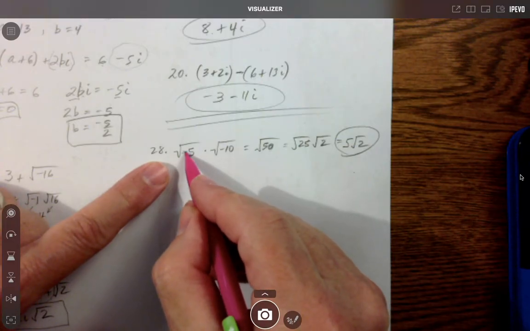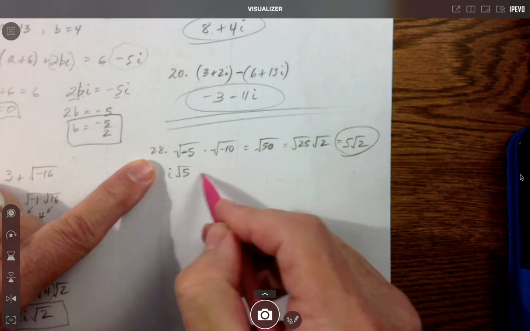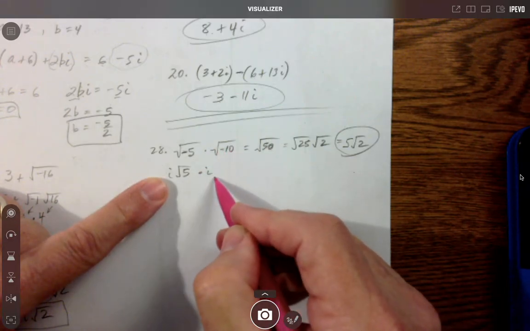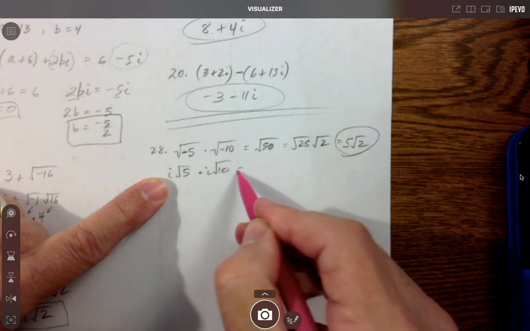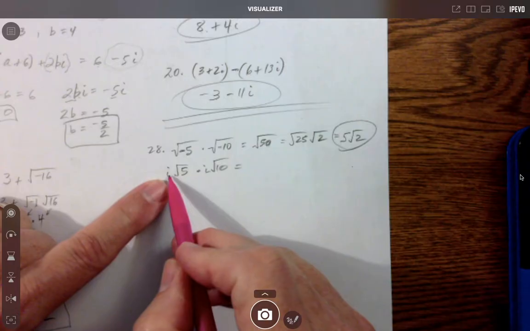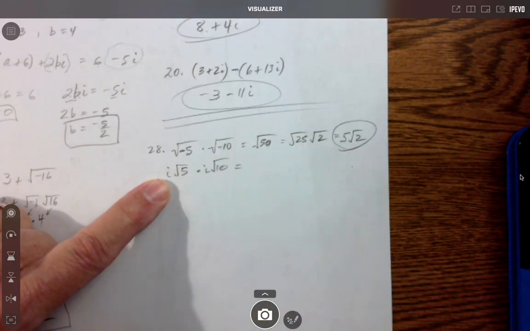So that negative can come out as an i. So that would be i square root of 5 times that negative can come out as an i. So that would be i square root of 10. It's a little more complicated, but you can do it. Now, when you multiply these together, those i's get multiplied together, which is i squared.